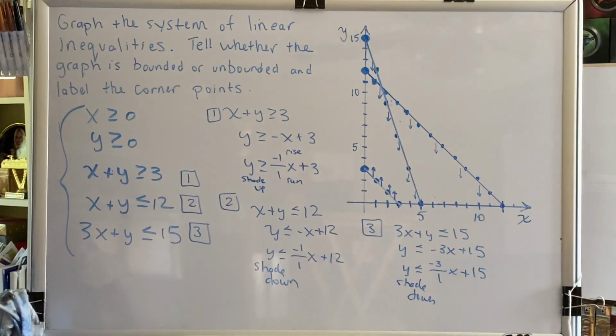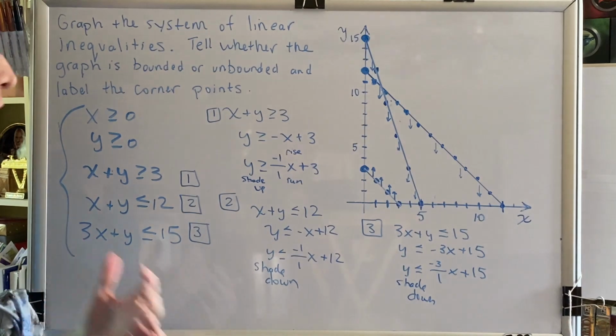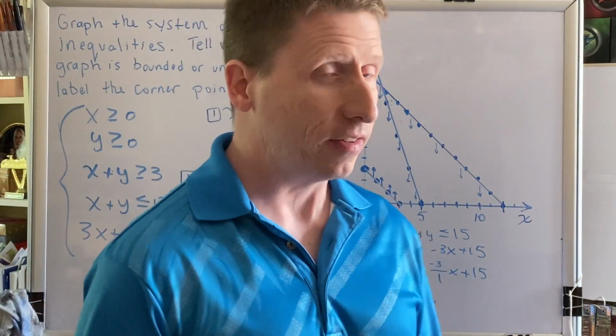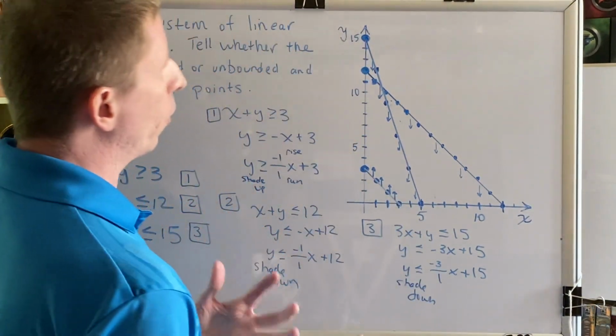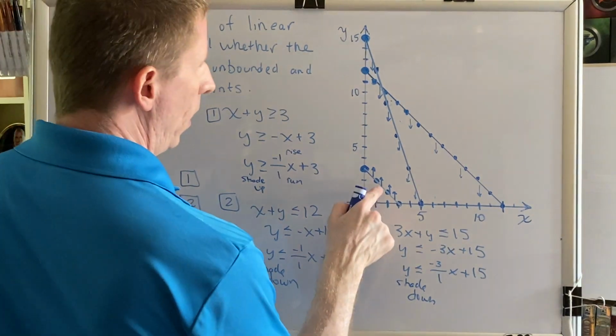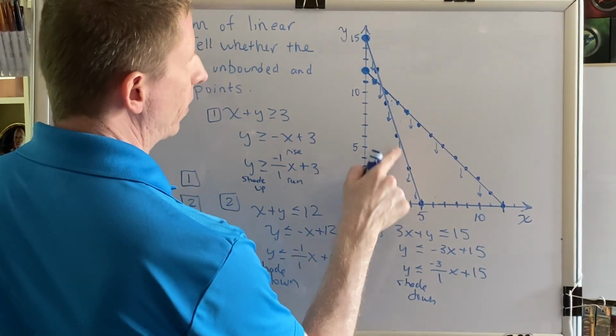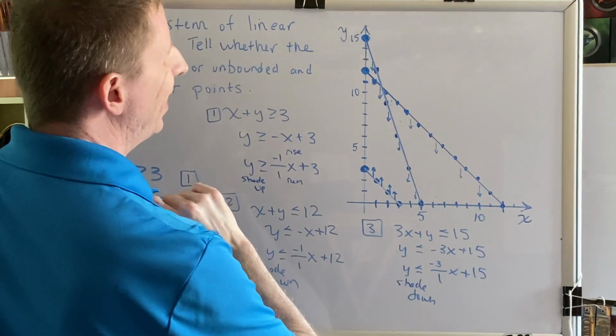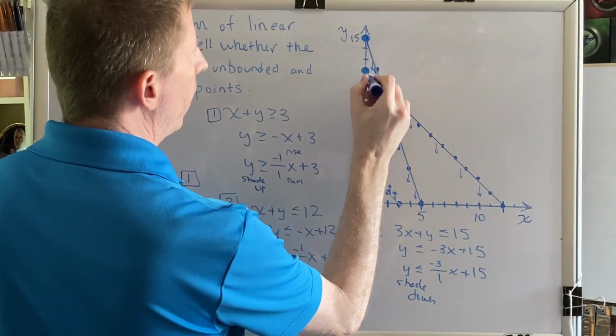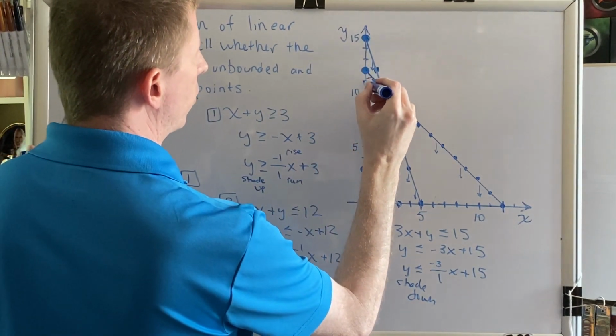Okay, so now that we've drawn all 3 of our lines, we have to find the shaded region, which is the overlap of all 3 shaded regions identified. This is the place where all of the arrows are pointing. For example, above this line, below this line, below this line, in quadrant 1, and therefore we're looking at this shaded region right here.